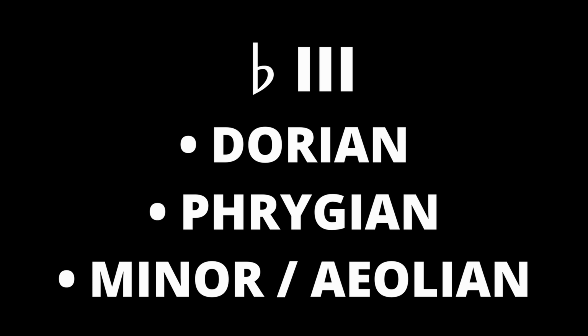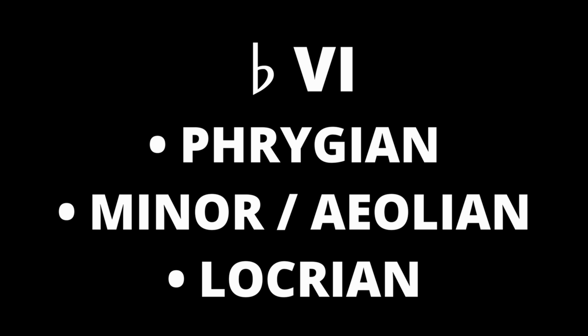As these chords are outside of the key, they are also borrowed chords like flat 7. In this case, the flat 3 can be borrowed from the parallel Dorian, Phrygian, and minor keys. The flat 6 can be borrowed from the parallel Phrygian, minor, and Locrian keys. You may also see these chords referred to as chromatic mediants, so there are several ways to refer to the same thing, as is often the case in music theory.